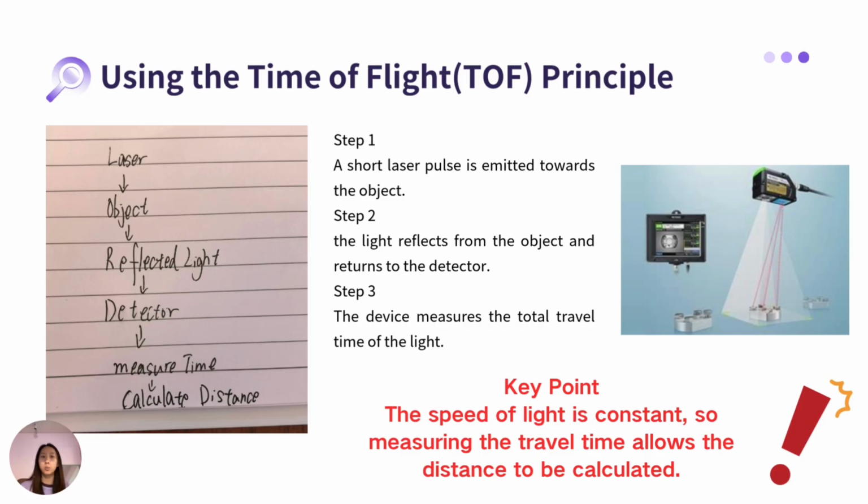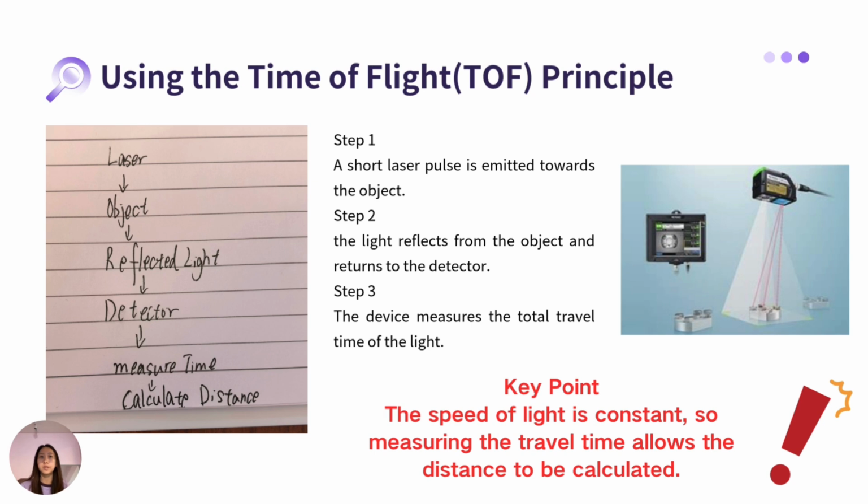We can do this in three simple steps. First, the laser sends a short pulse of light, and then the light hits the object and comes back. Third, the detector measures the total travel time. Note that the detector never measures the distance directly, it only measures the time. Because the speed of light is known, the time can be changed into distance. This is why TOF works.